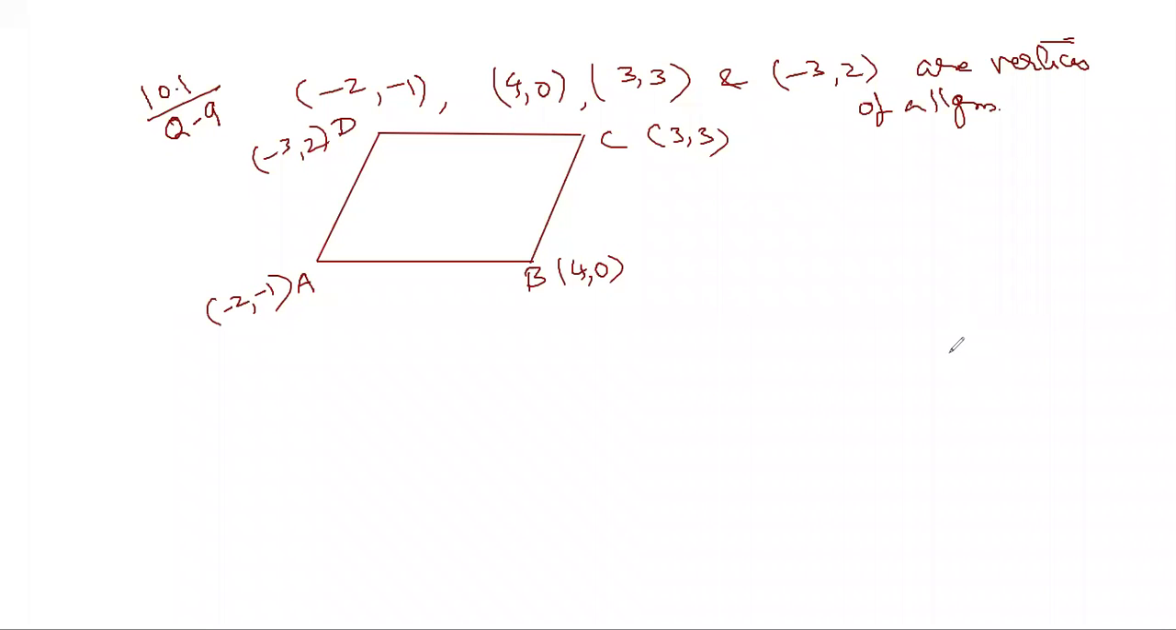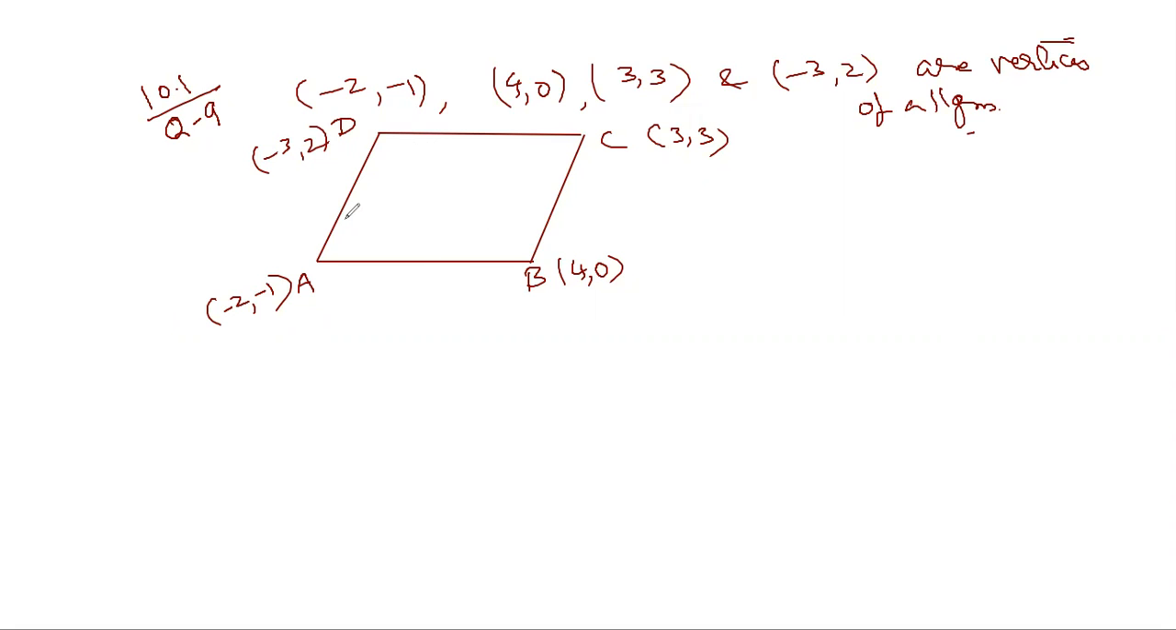Question number 9. Without using the distance formula, show that the points are the vertices of a parallelogram. We have to show these are the vertices of a parallelogram. So ABCD is a parallelogram.